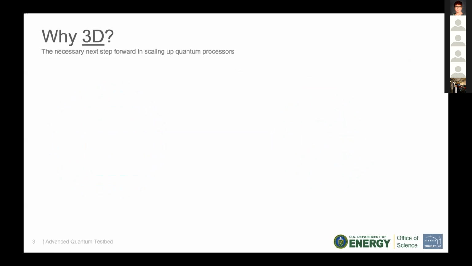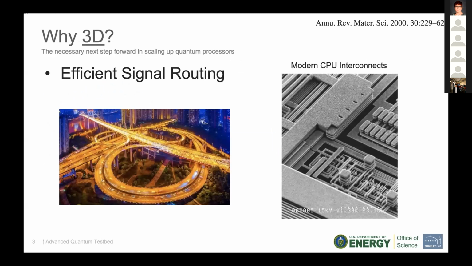So let me step back. As I mentioned, one of the main features of our new quantum processor architecture is 3D. Let me ask this question: why do we need 3D? I mentioned in the last slide that we use 3D to route our signals more efficiently inside our quantum processor. It's just like dealing with traffic in everyday life: as you have more and more roads, you encounter the geometric constraint of a 2D surface. You have to go to a third dimension in order to route your traffic, in our case, signals more efficiently.